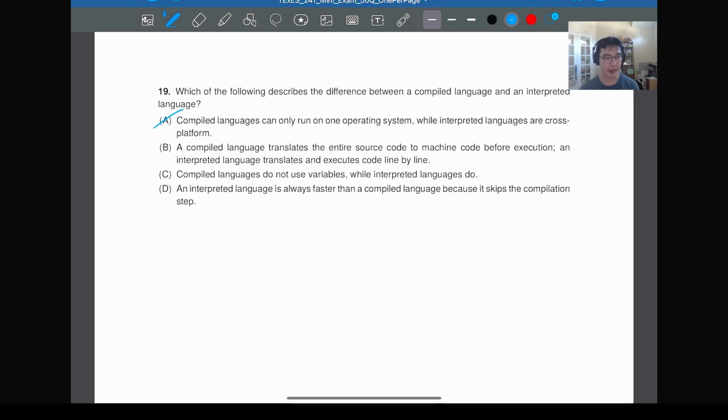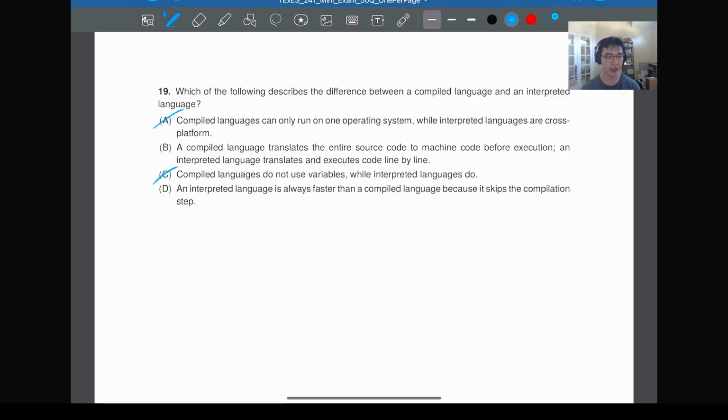C, compiled languages do not use variables, while interpreted languages do. Once again, let's use our two examples, Java for compiled and JavaScript for interpreted. Does Java use variables? Yes. Does JavaScript use variables? Yes, they do as well. Var, let, those are some JavaScript variables. So we know C cannot be correct.